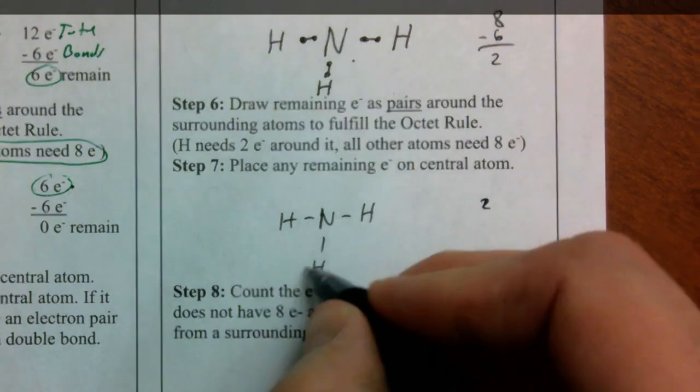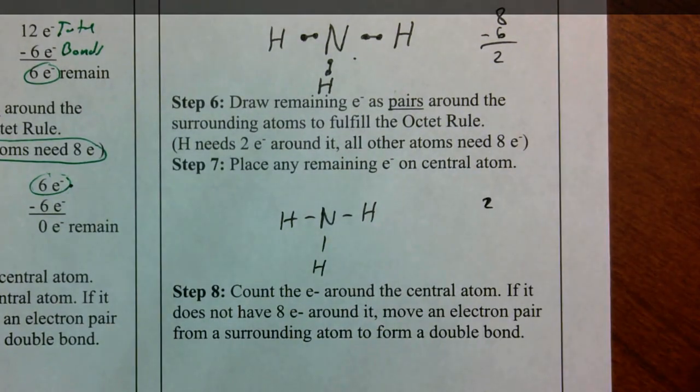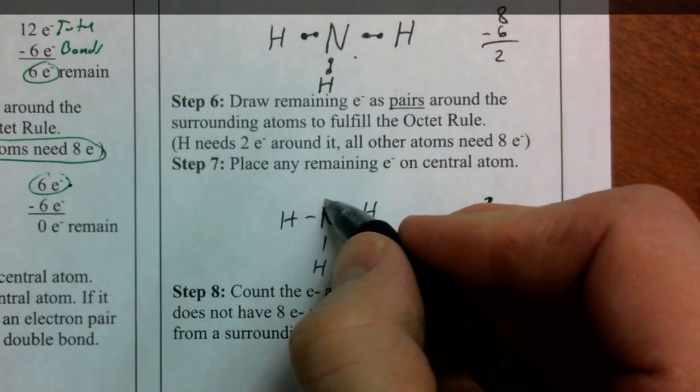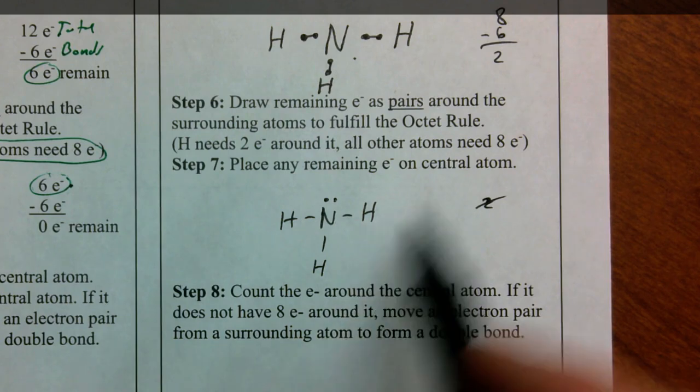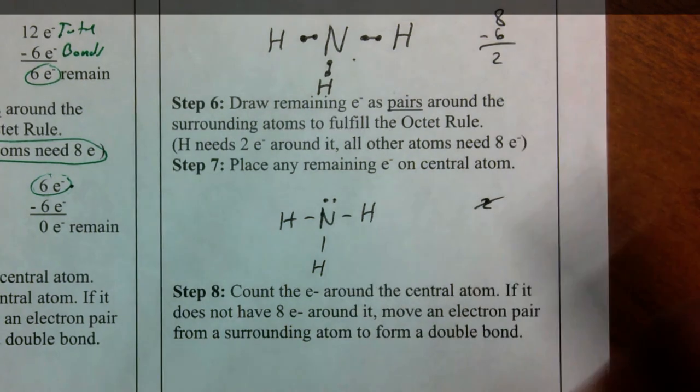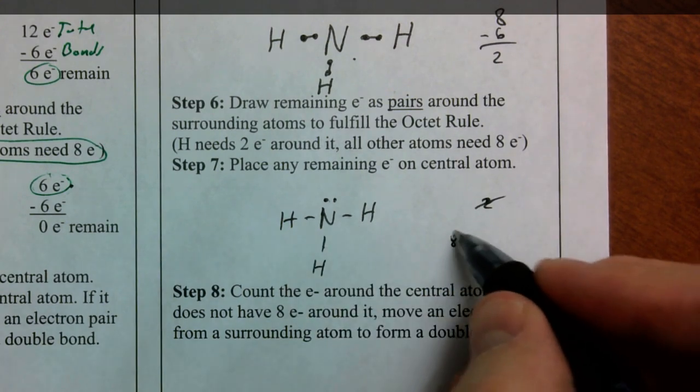They can't go on hydrogen because hydrogen's done. Remember, we're never going to touch hydrogen. Once you put a bond to it, it's done. Now, the only place that can take a pair of electrons is on that empty spot on the nitrogen. And that covers all my electrons. So let's count them up. I should have 8 total, and I have 2, 4, 6, 8. So that's good.